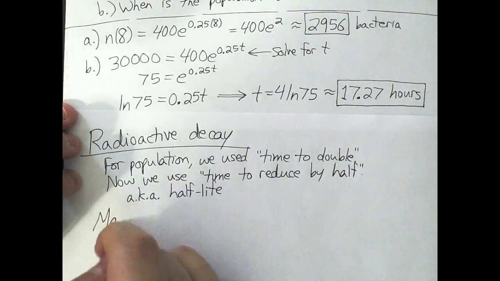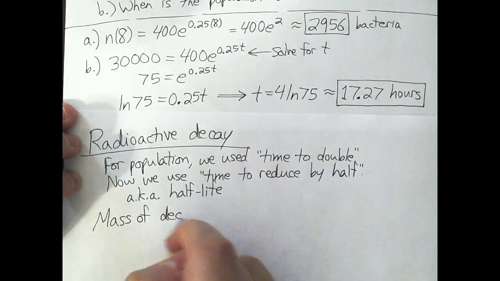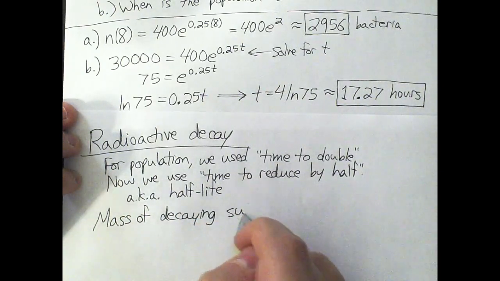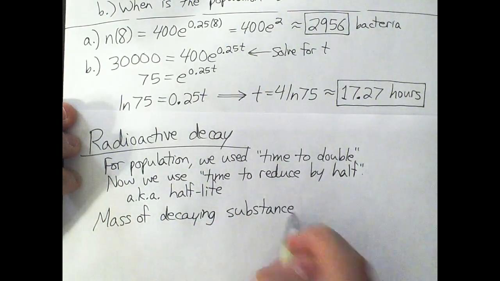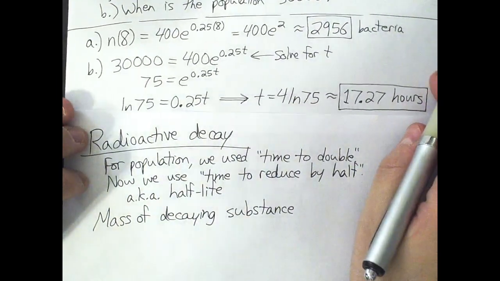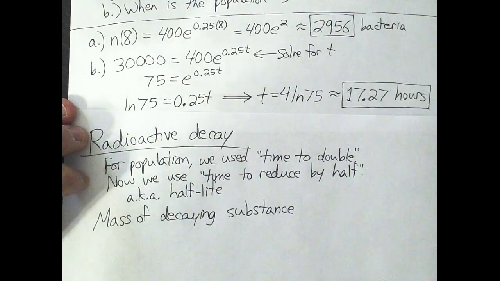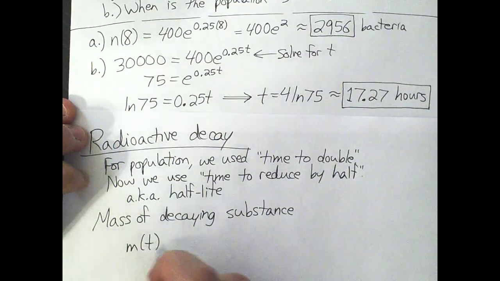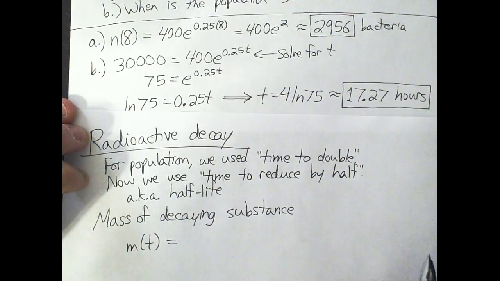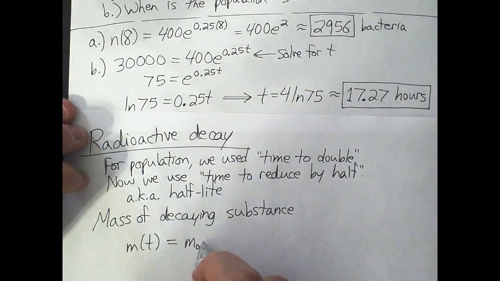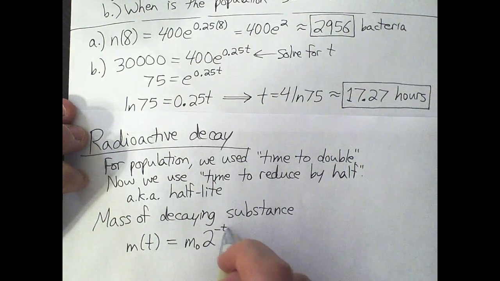And it gives us a model for the mass of a decaying substance. The idea is that if something is decaying, it's getting smaller in size and volume and also in mass. So the mass will be measured by m, and we're going to say m of t equals, this is going to look like that simple exponential growth model for population. But instead of growing, we want it to reduce. It's going to be m sub 0 times 2 to the negative t over h.